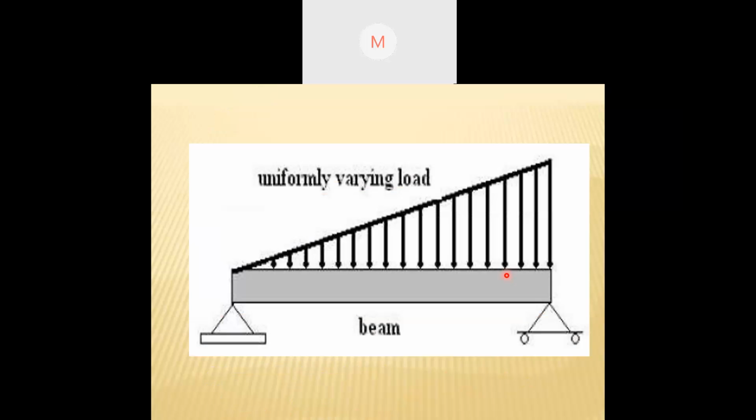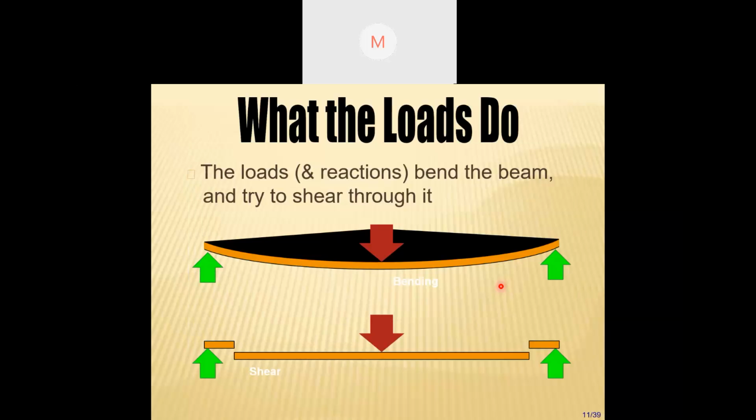Now UVL. Look at this UVL. Now in UDL it is per meter, so it will be the same along the entire length. But in case of UVL it is not the same. It is totally different. Look, here it may be 1 Newton, here it may be 2, here it may be 3, here it may be 5. So it is varying, but it is uniformly varying. So this type of load is known as uniformly varying load.